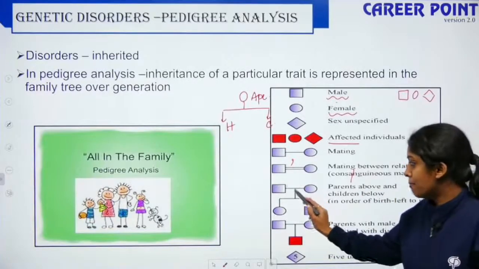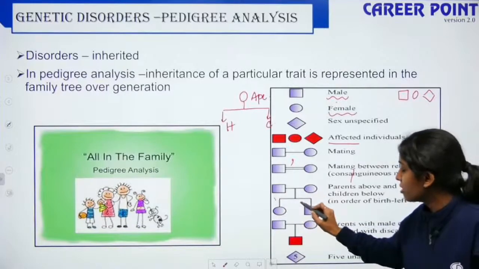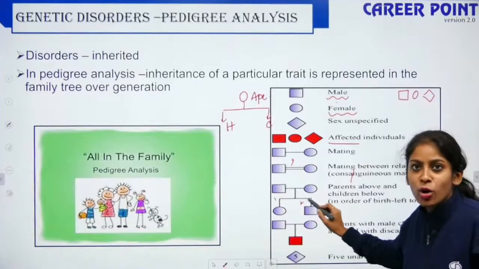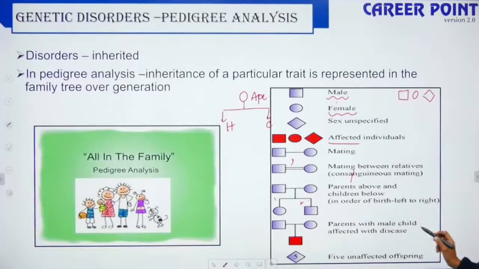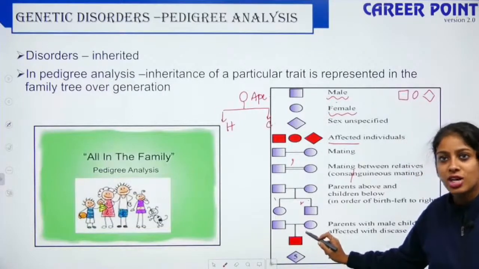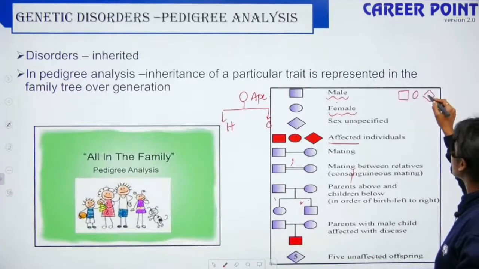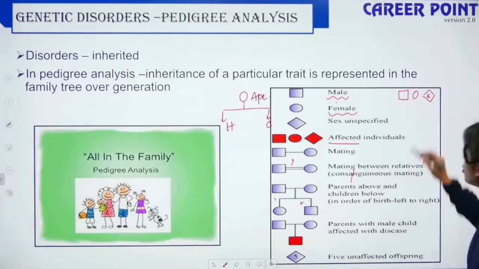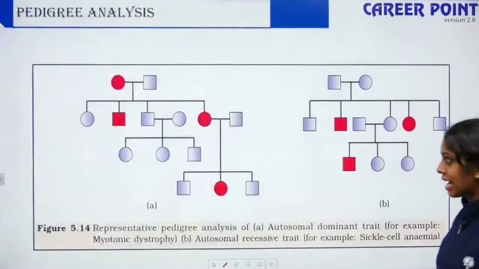So mother and father mating, they have 2 children. This is the first child and this is the second child. We go from left to right. The parents have a male child who is affected. Now this is colored, which means this child is affected. If I write like this, this is sex unspecified. If I write 5 here, I have 5 offspring. It can be both male and female. Okay, so this is how I describe the symbols of a pedigree analysis.